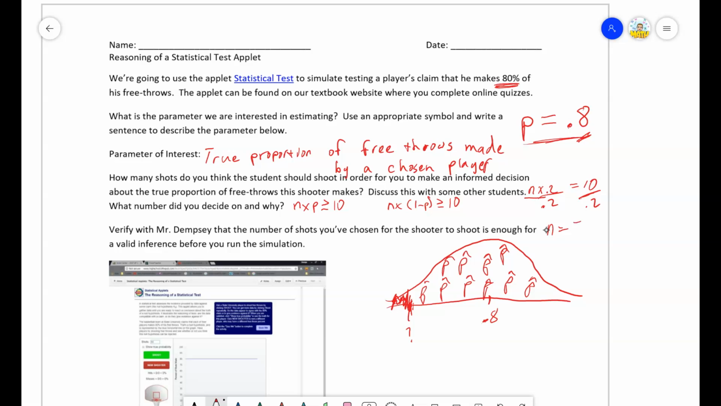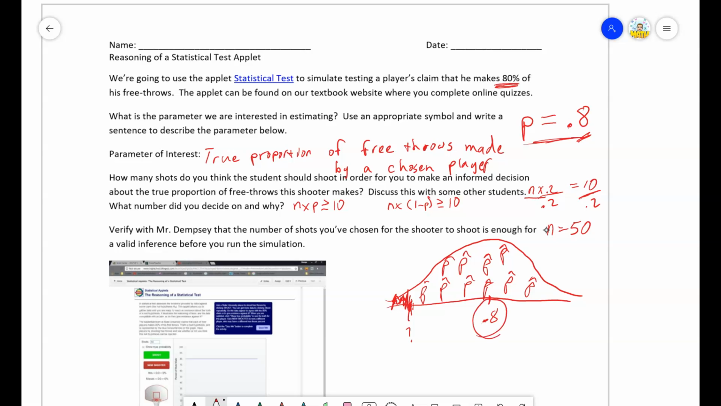So what we're going to need is for n to be 50, right? Think about it. If he shoots 50 shots and he makes exactly 40, that's exactly 80%, but he might make 41 or 42 or 43, or he might make 39 or 38 or 37. So now all those p hats will be normally distributed around 0.8.